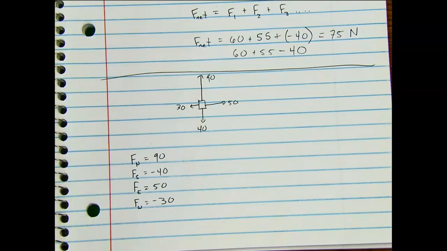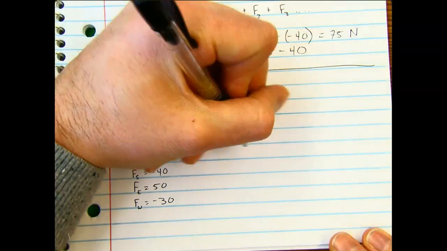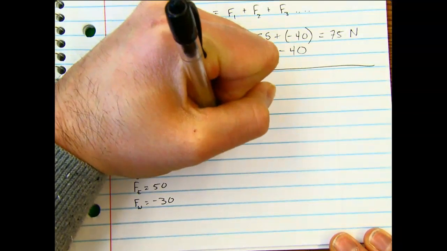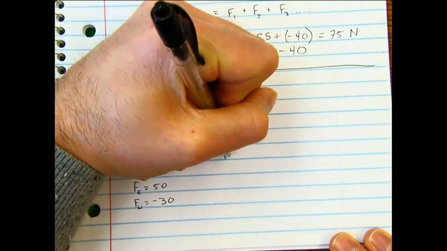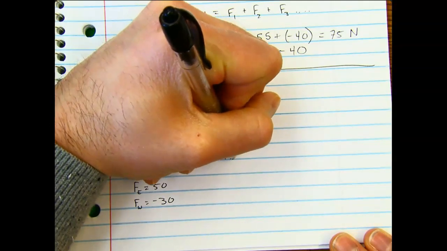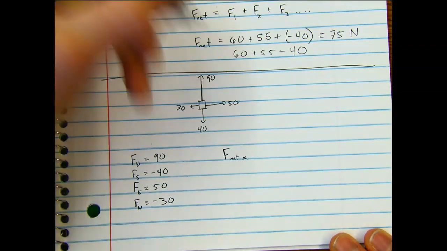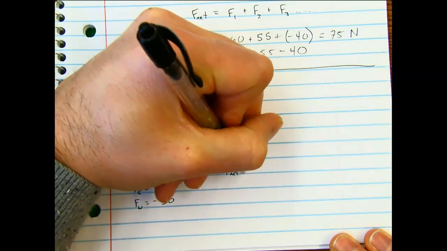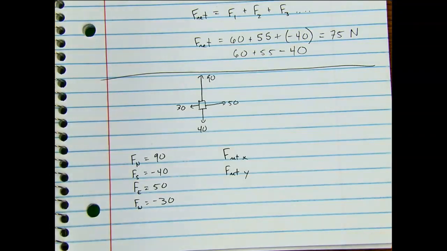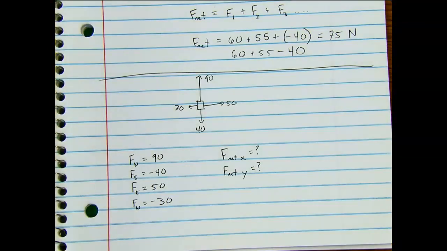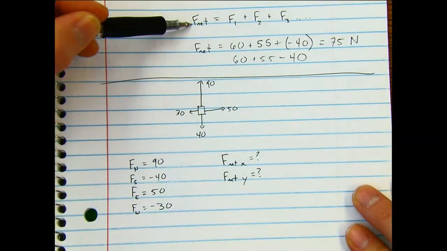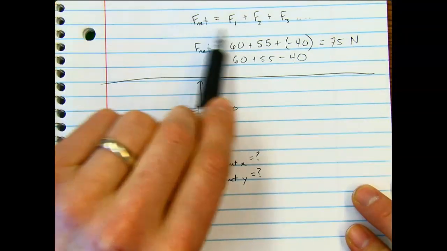So what we're going to have here is two net forces. We'll call this one F net x, and then we'll call the other one F net y. But these are the unknowns. These are what we're trying to find. We're trying to find those net forces. All right, so again, the equation that we use is just like the one from before: our net force is just adding up the forces.